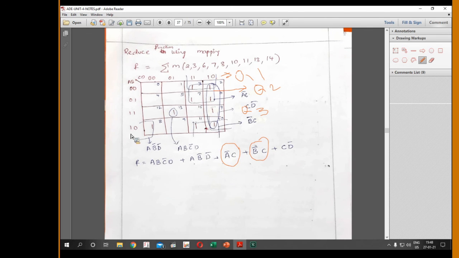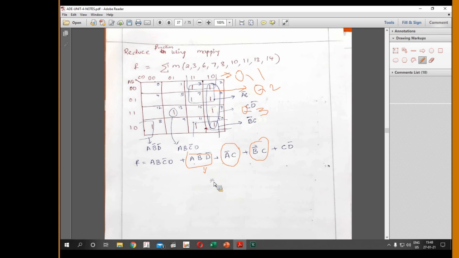Now next is the pair formation with M8 and M10. Row wise you have A B common, so A is assigned with 1 and B is B bar. So A B bar. Next, column wise, it is assigned 0 0 and 1 0, so D is common, assigned with 0. Hence we present that variable with complement. So A B bar D bar is the pair formation.